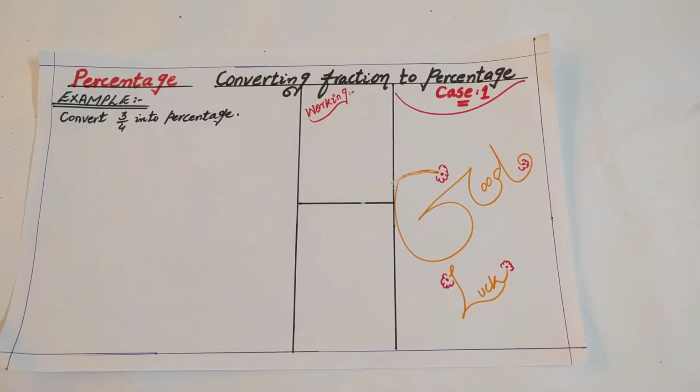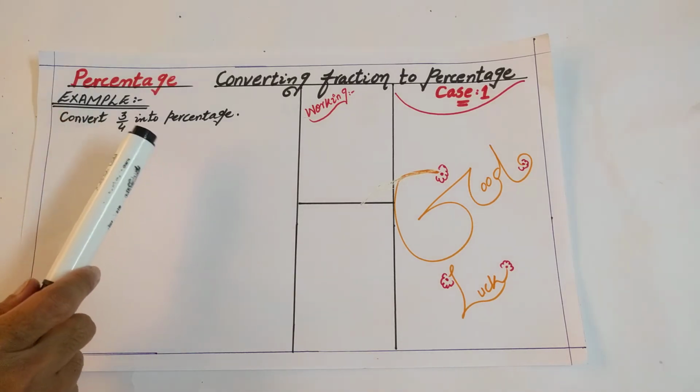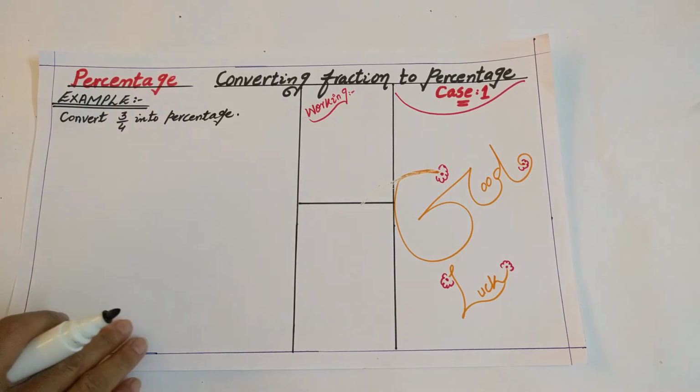Open your booklet, page number 49. The example is already done for you, and I am going to solve that example again to explain the process. The example is: convert 3 by 4 into percentage. Convert 3 by 4 into percentage.